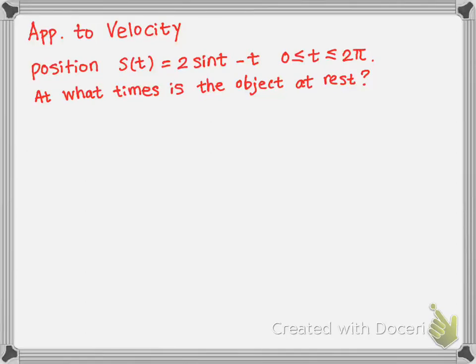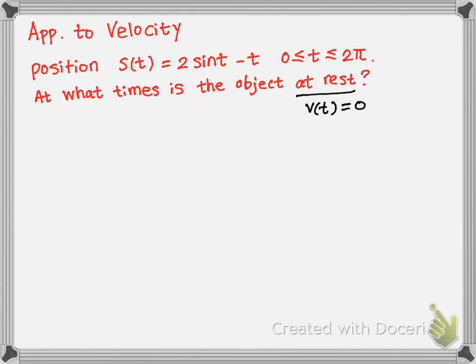So here is an application to velocity that is involving trigonometry function. We have a position function s of t equals 2 sine of t minus t for the time t between 0 to 2 pi. The question is, at what times is the particle at rest or the object at rest? To determine when the object is at rest, we want to set the velocity equals 0. Okay, so at rest means the velocity equals 0.